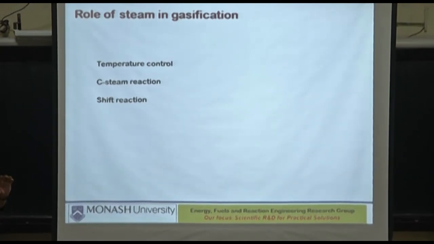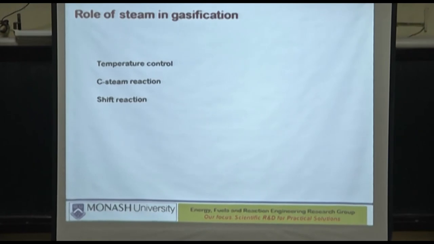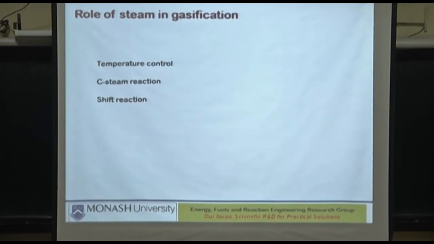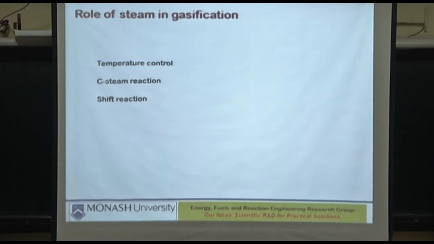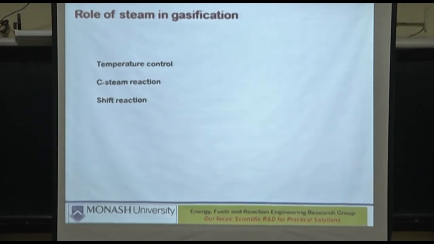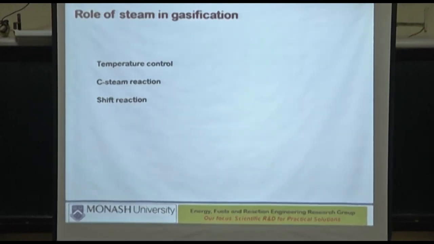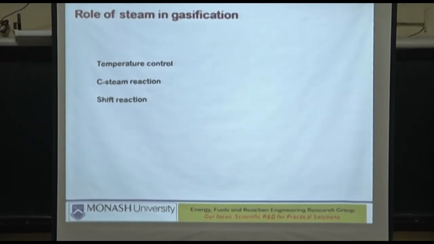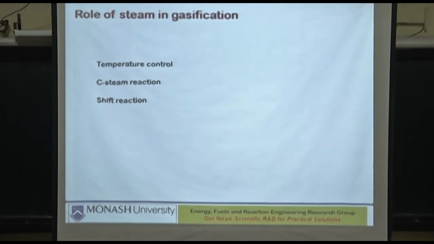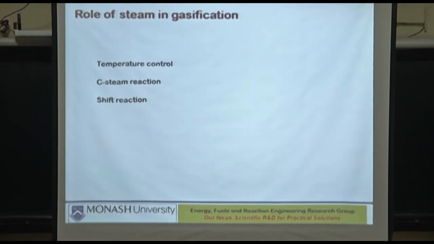You can calculate how much steam you will need in order to control the temperature at X degrees of gasification temperature. That's easy, a simple heat transfer calculation, left-hand side, right-hand side, balancing. Then you will have to see, okay, this steam will control my temperature, but whether it is also going to affect my reaction or not. Because we have seen C plus steam will give you carbon monoxide and hydrogen, right? So you will find that a lot of the steam that you are giving for temperature control is far in excess of what you require for the C plus steam reaction.